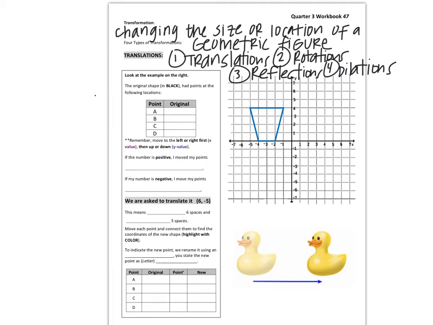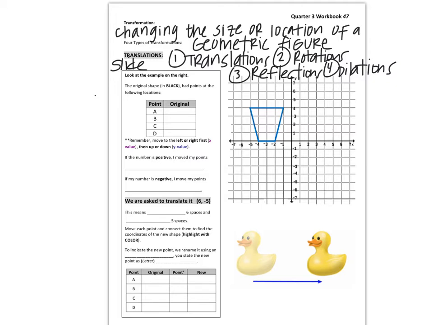Alright, so today we're going to focus more on transformations, in particular translations and rotations. So transformations are changing the size or location of a geometric figure. So on page 47, make sure that you copy these notes down. There are 4 types of transformations: translations, rotations, and then last class we talked about reflections and dilations. So translations are when you slide the figure.